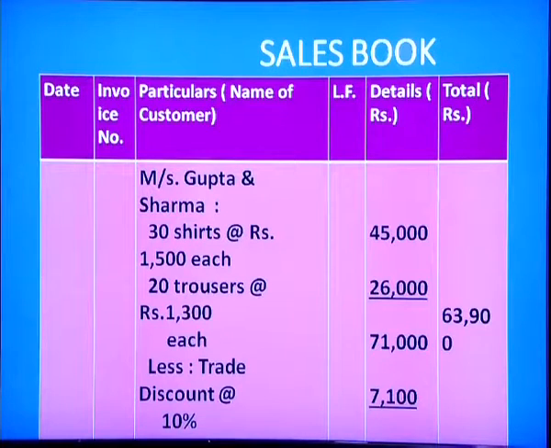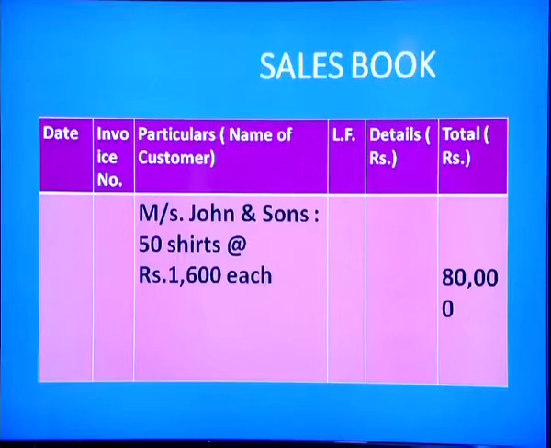From the total of the items you have bought, that is 71,000 I have mentioned here, 71,000 into 10 by 100 because trade discount is mentioned as 10%. 71,000 minus 7,100, that deducted amount will come in the outer column, that is 63,900. Similar is the case with another purchaser, John and Sons. 50 shirts at rupees 1,600 each. 50 into 1,600 and amount 80,000.